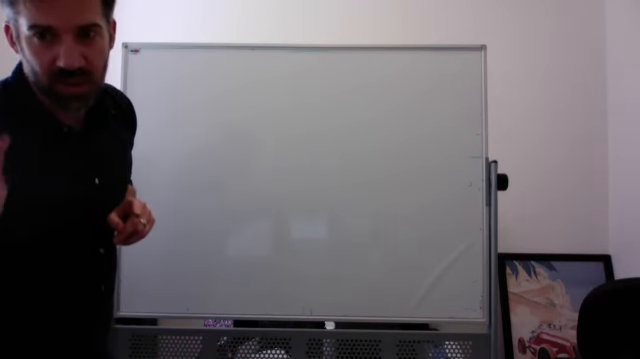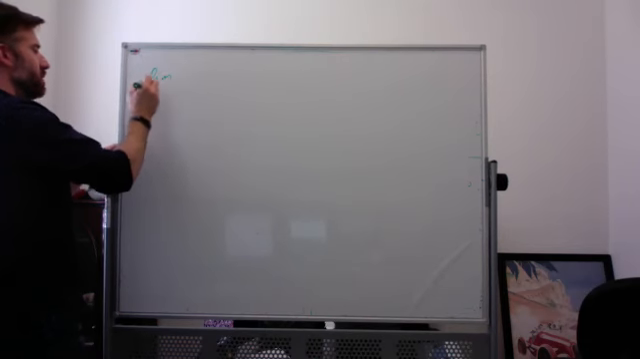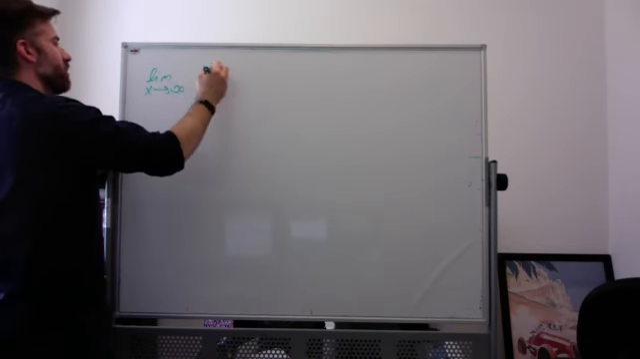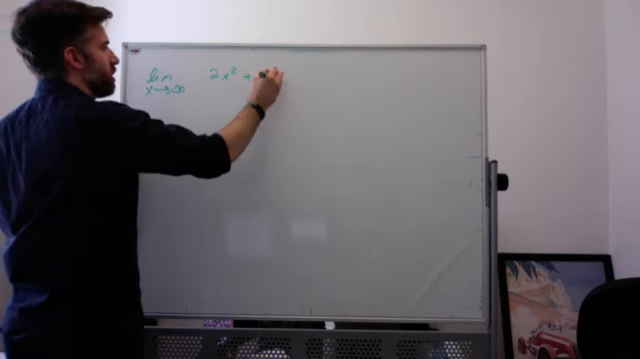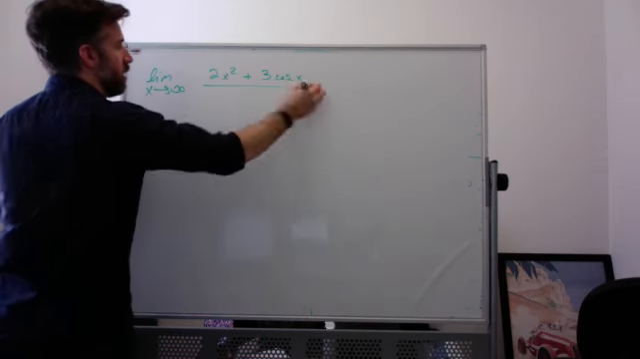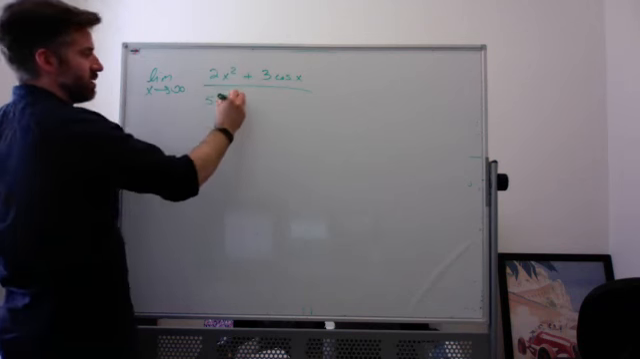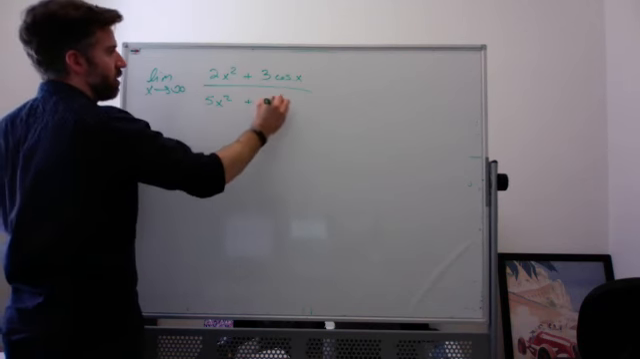But I want to do one similar to this, which isn't too bad. So let's say I want to do the limit as x goes to infinity of 2x squared plus 3 cosine of x over 5x. Why 2/5 every time? I don't know. It's just because of what my brain is doing today.